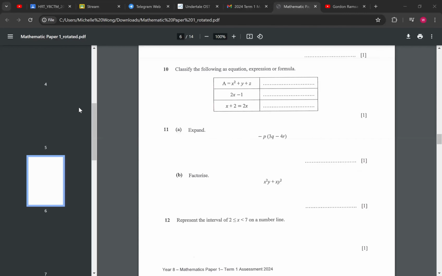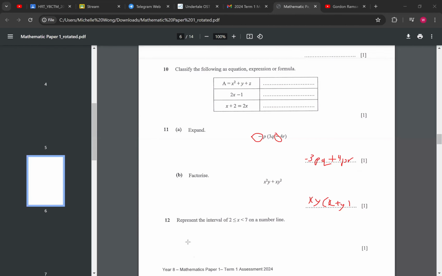For 11, expand. So negative p times 3q, you get negative 3pq. Negative p times negative 4r is positive 4pr, because of these two negatives, that's why it is positive. For 11b, factorize. The answer you should get is xy bracket x plus y. If you were to expand this, you should get x squared y plus xy squared.